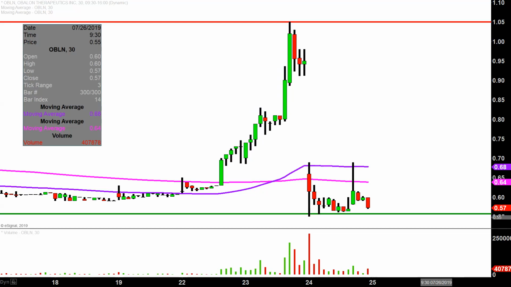And I bring that up because when a lot of eyeballs are watching the same level and wondering the same thing, call it a self-fulfilling prophecy, call it whatever you want, it can produce some pretty interesting price dynamics. And 55 cents is definitely that area to keep an eye on going forward.